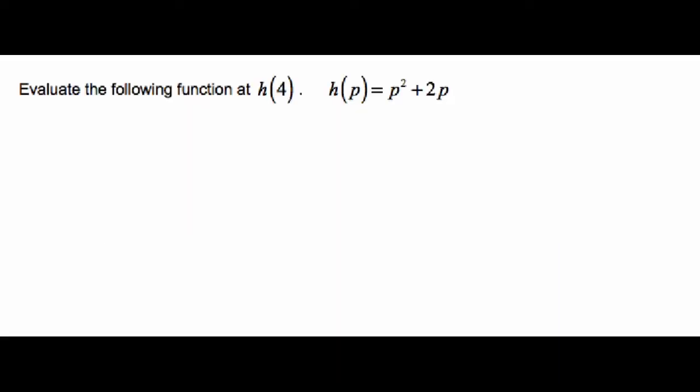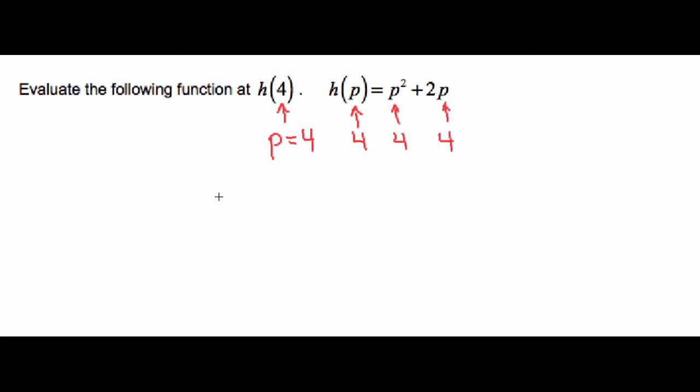We'll evaluate the function at h of 4. The function we have is h of p is equal to p squared plus 2p. Now our input variable is p, so h of 4 means that p is equal to 4. We want to go ahead and replace the p with a 4 in each location that we see the p.